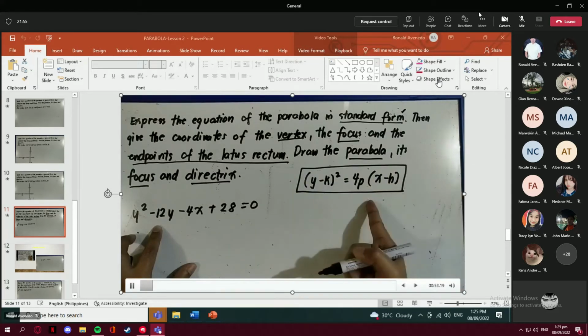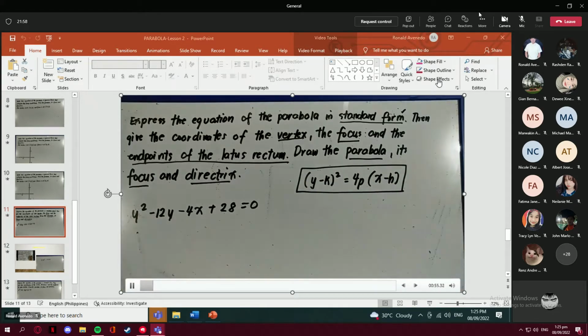So this is our goal. We're going to write this in this form. So the first step here is we're going to write all terms containing y on one side of the equation. Then the other terms which do not contain y should be on the other side of the equation.